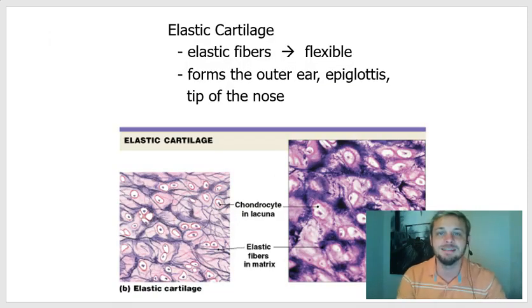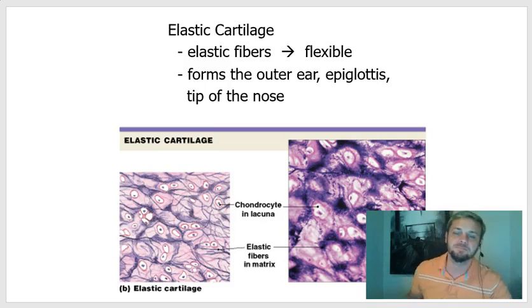The next one is elastic cartilage. Elastic cartilage is going to be really elastic. It has a lot of elastic fibers, so it is going to be very stretchy, flexible, bendy. If you look again, it's a cartilage.